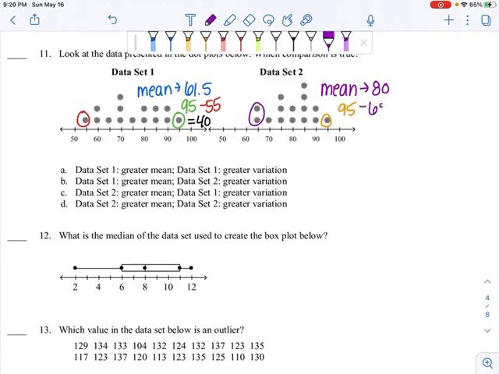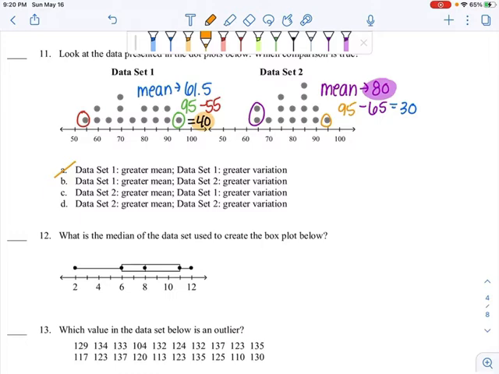Okay, so we see that data set 2 has a higher mean, or greater mean, and then actually data set 1 has a greater variation. So that's just what we have to look for. A says data set 1 has a greater mean. That's not true. B, data set 1 has a greater mean. That's also not true. So now we can look at C and D.